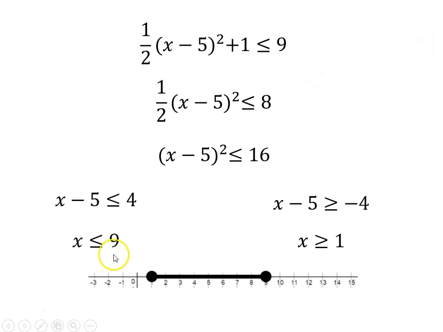We want x to be less than or equal to 9. We want x to be greater than or equal to 1. Those two are in between each other. So x has to satisfy both of them. x has got to be bigger than 1, but at the same time, it has to be less than 9. If we go outside of this, this inequality will not be satisfied. And the circles are colored in because they could be equal to those numbers.